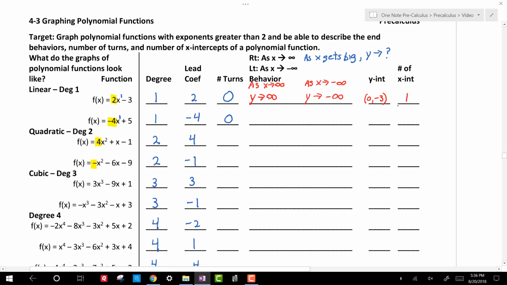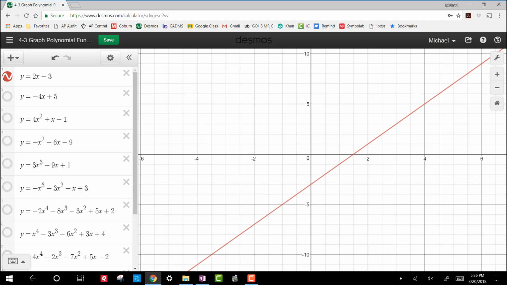Now you'll notice, again, this is a linear function. So hopefully you recognize that this -3 right here is my y-intercept. So I should already know that. Based on that, I should know that the next one's going to be 0, 5. Let's check it out, check the behaviors, and see how many x-intercepts we have. So we're going to go back here, take off that guy, put on the next one.